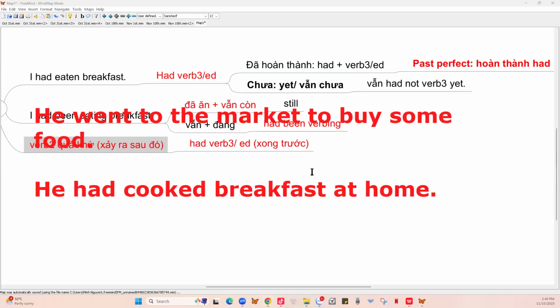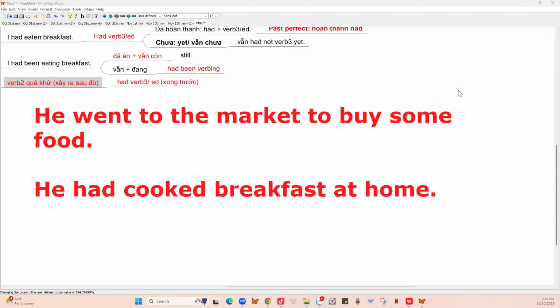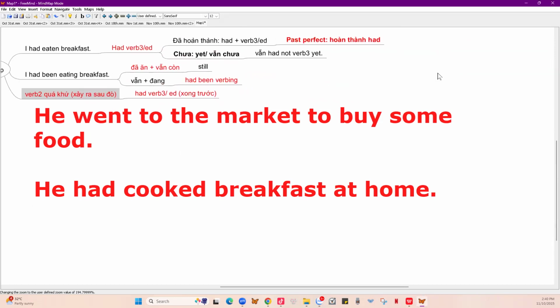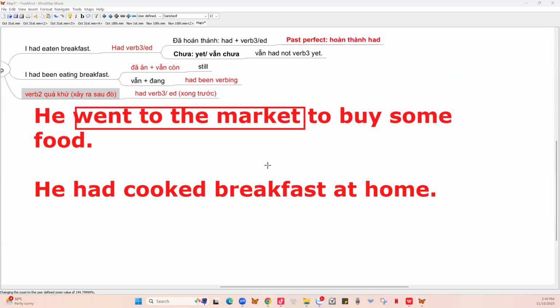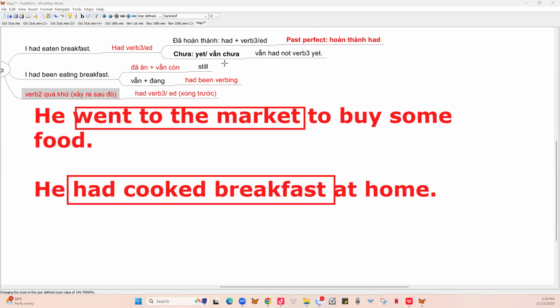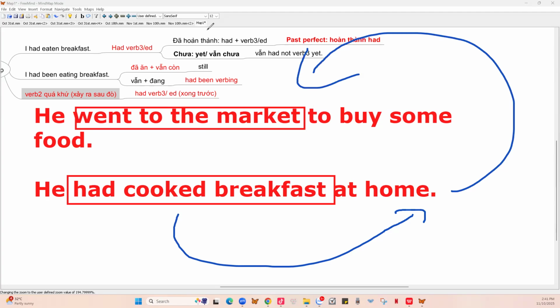Quá khứ hoàn thành là gì? Cái gì nó hoàn thành rồi người ta sẽ dùng had cộng cho verb by đi. Nó nhấn mạnh cái đó nó hoàn thành rồi, còn cái nào mà xảy ra tiếp theo á người ta sẽ dùng verb 2 đi. Như vậy cái việc mà đi chợ đó là người ta nấu ăn xong nè. Nếu mà nói như thế này người ta sẽ hiểu là had là verb 3 ed. He cooked breakfast first at home and then after that he went to the market. Or he went to the market first and then after that he cooked breakfast at home.